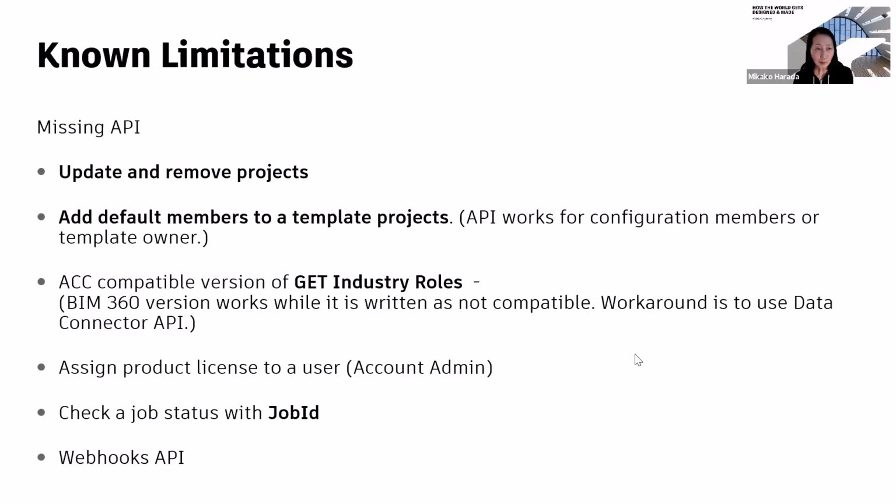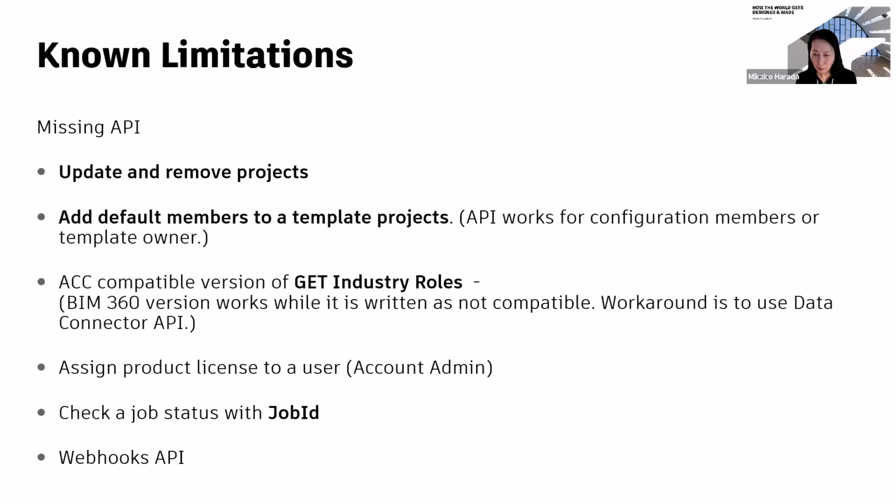Okay, thank you, Tom. All right, so at this point we probably talked about a lot of known issues now. So this is kind of a summary. The missing API we are aware of is update and remove project, and also adding default members. As I mentioned a few times, the configuration member is the one the API supports as of today. And then industrial roles also has compatibility questions, so we need to clarify that. And then hopefully we'll have newer versions soon.